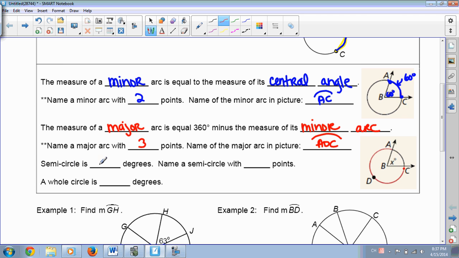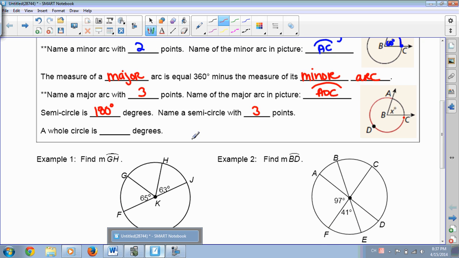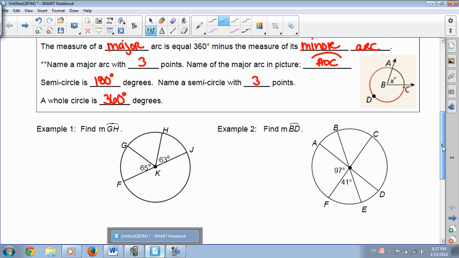The semicircle is always 180 degrees because a semicircle is half of a whole circle and a whole circle is 360 degrees. And you always name semicircles with 3 points as well, just like how you would name a major arc. It has 3 points. And a whole circle is 360 degrees. Okay, with those things in mind, let's go ahead and look at example 1 and example 2.